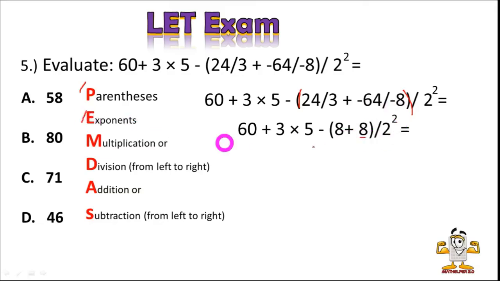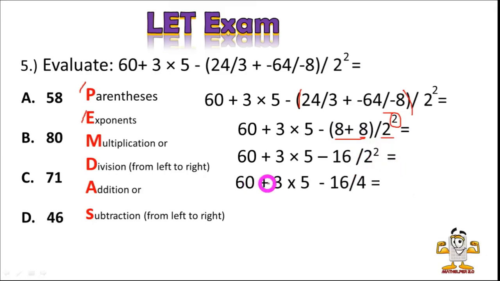So, next is exponent. So, ang next nating isolve is yung may exponent 2. So, 60 plus 3 times 5 minus 16, sa loob ng parenthesis negative 8 plus 8, divided by 2 squared. So, 60 plus 3 times 5 minus 16 divided by 2 squared, which is equal to 4. Next is multiplication. So, dahil wala pong division, nauna po yung multiplication. So, unahin po natin from left to right.